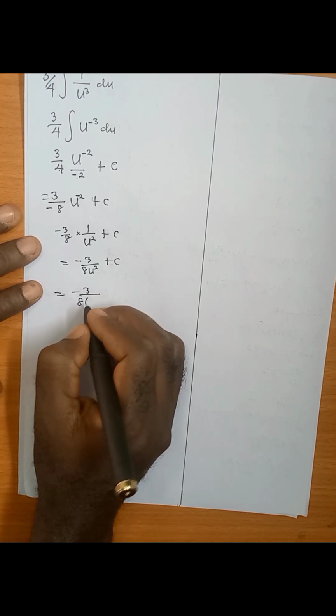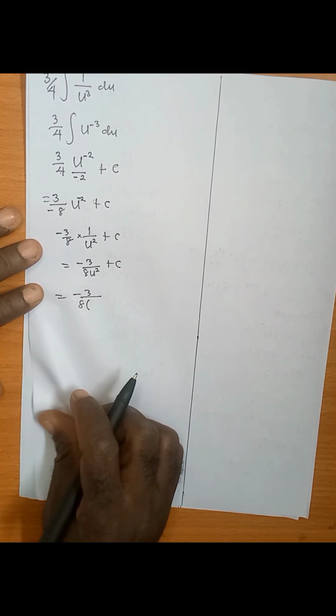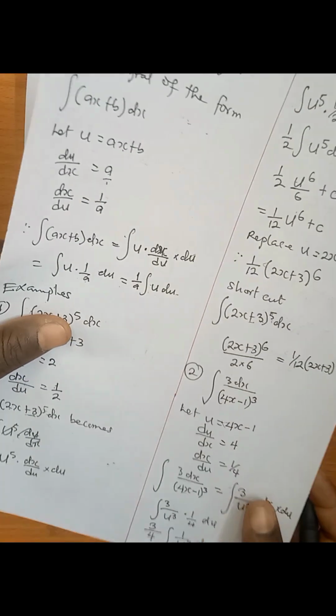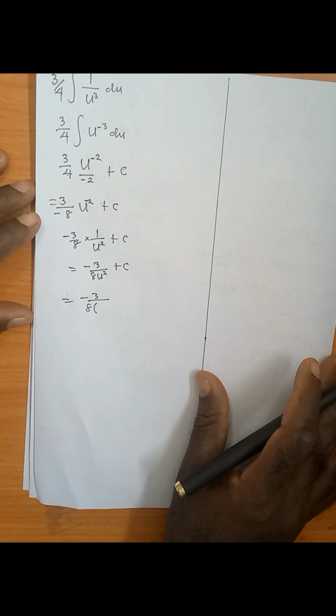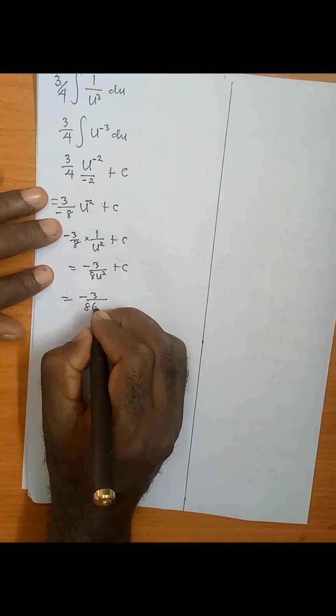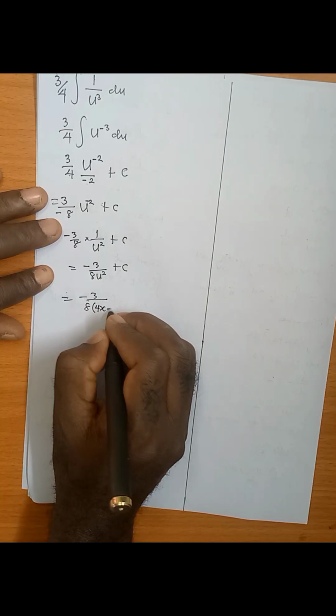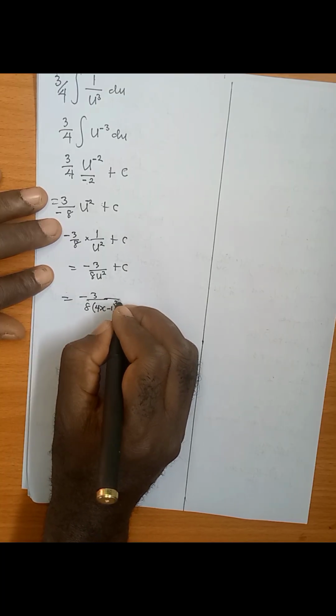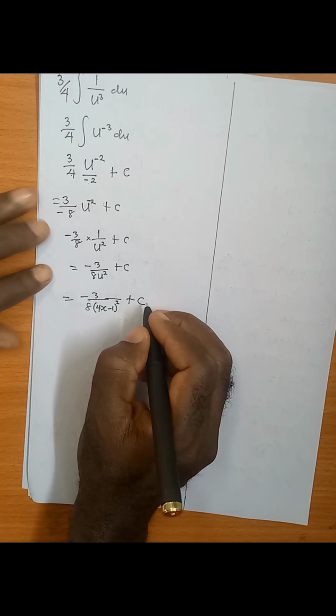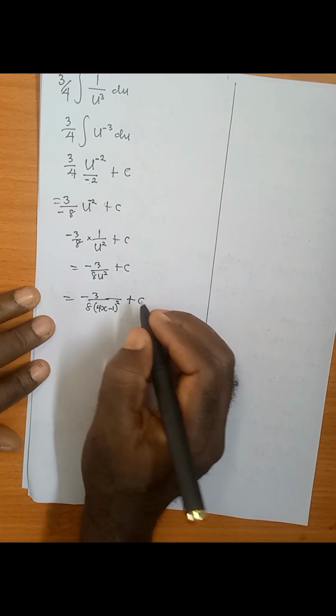8 into our u. What is our u? Here, our u is 4x minus 1. Our u is 4x minus 1 raised to power 2, then plus constant of integration.